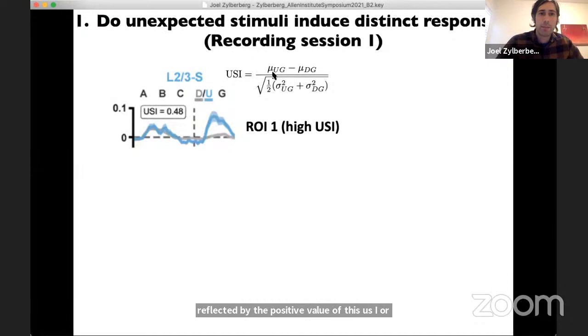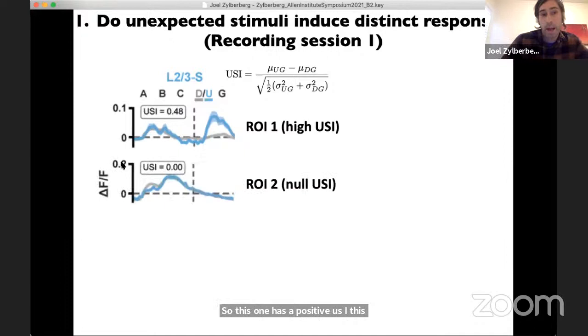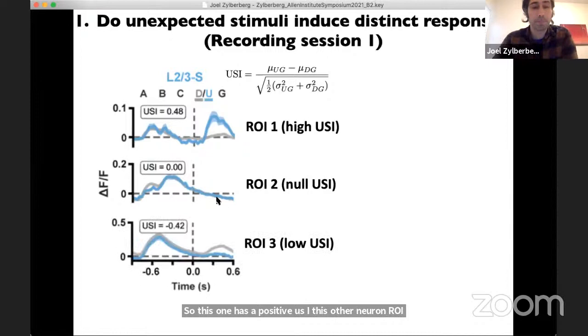This is just the mean response to the unexpected events minus the mean response to the expected ones divided by the variances. This is also known as a D prime metric, which tells you basically how well you could distinguish expected from unexpected based on the neuron's response. So this one has a positive USI. This other neuron, ROI, has zero. This neuron doesn't care at all whether the stimulus is the expected or unexpected one. And this other neuron has a negative USI, so it responds less to the unexpected thing.